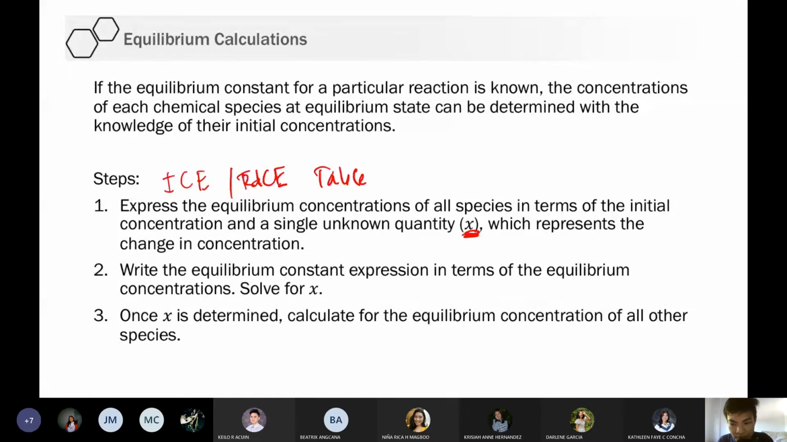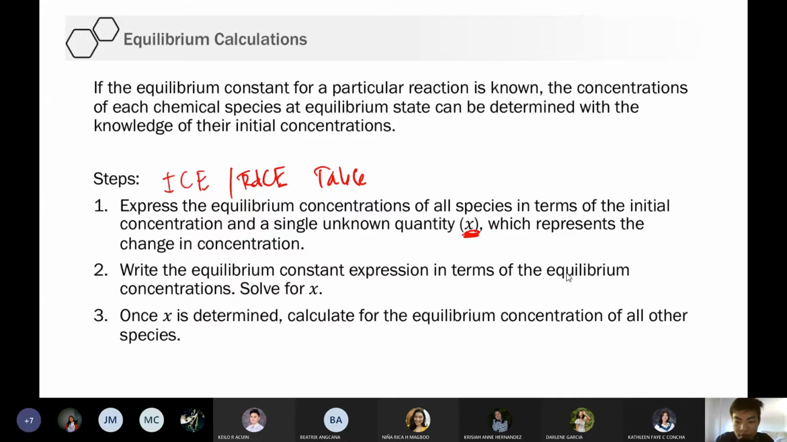And for E, that's the equilibrium concentration. So for E, that is the sum of the initial concentration and the change in concentration. So you're just going to add the two terms that will give you the E. And then whatever is written in the E, that is what goes into the equilibrium constant expression. So as you plug in the expressions for E in the equilibrium constant, you can now solve for the value of x. Then once x is determined, you calculate the equilibrium concentration of the other species.